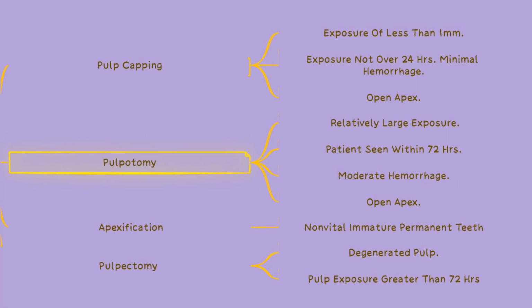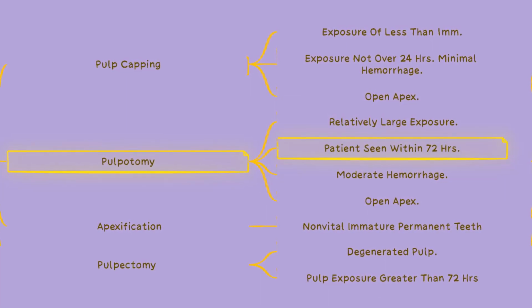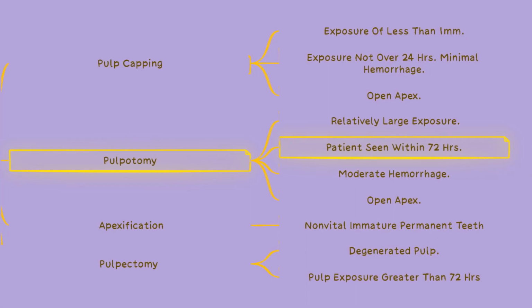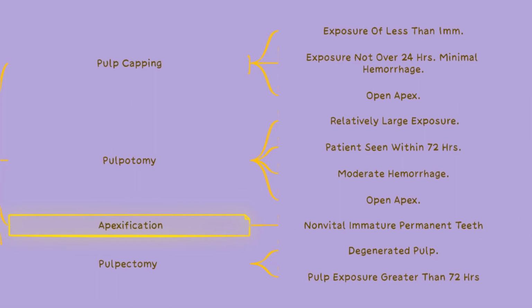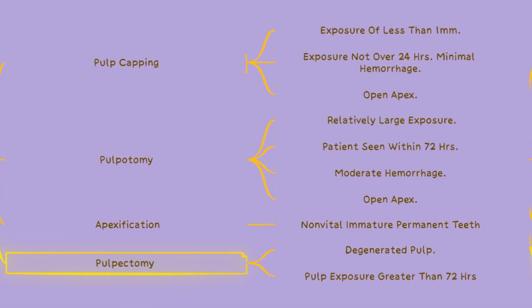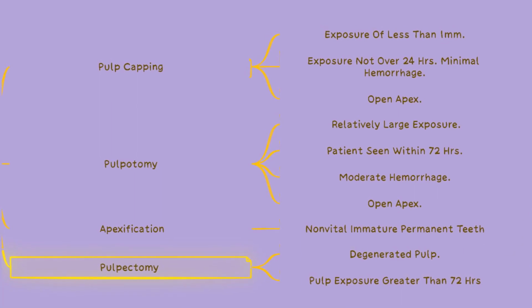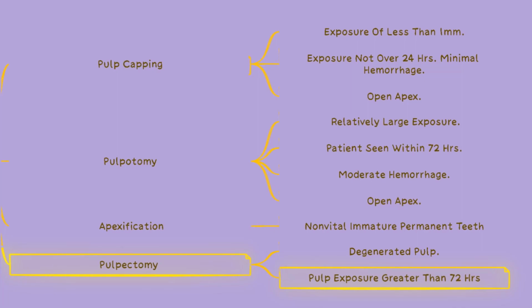Pulpotomy can be initiated when the pulpal exposure is large with moderate hemorrhage, and the patient is seen within 72 hours of exposure, and the tooth has an open apex. Apexification is done in cases of non-vital, immature, permanent teeth. Pulpectomy is done in cases where the pulp is degenerated and the exposure time is greater than 72 hours.